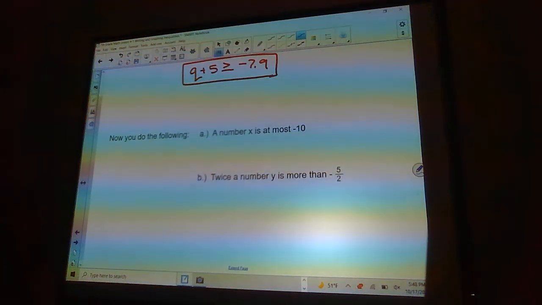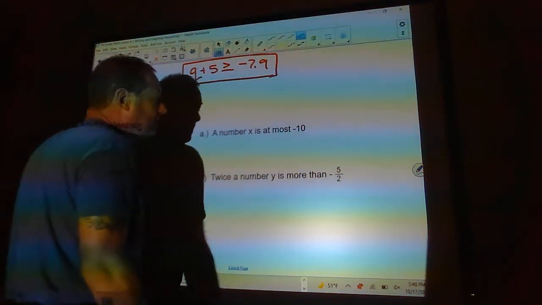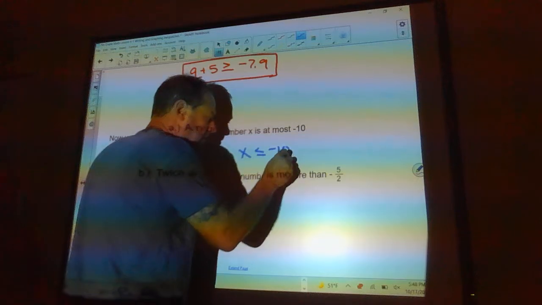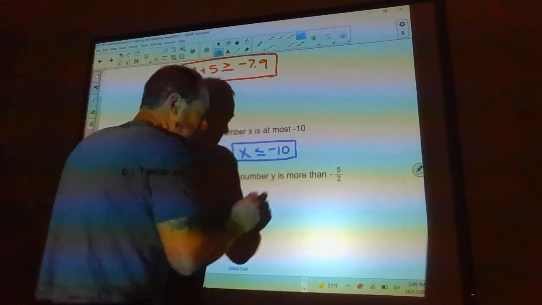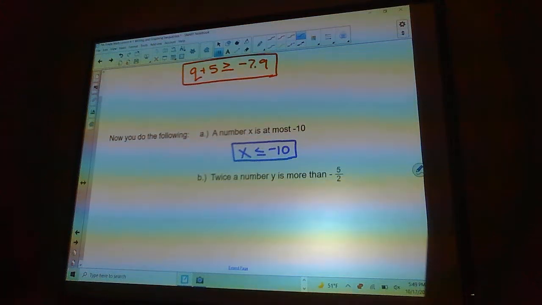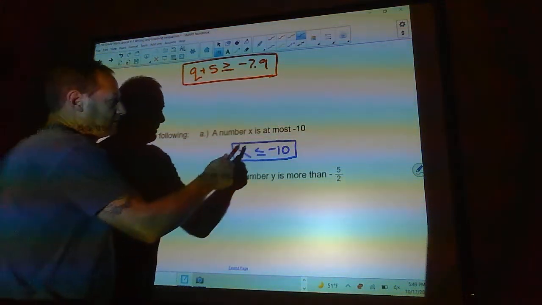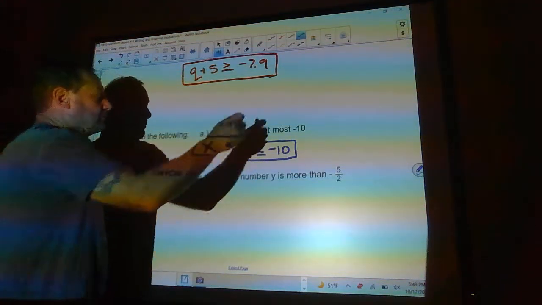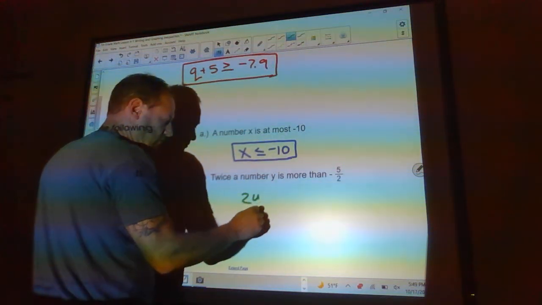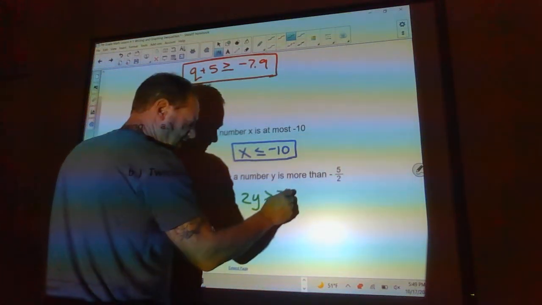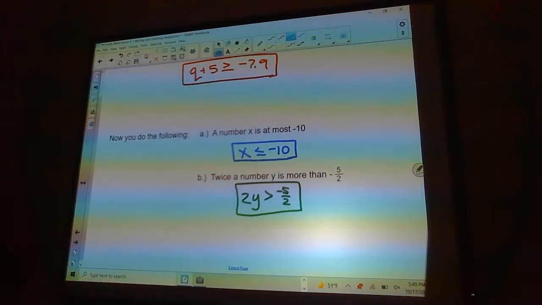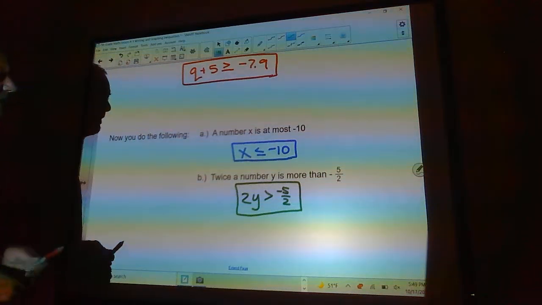Okay, a number x is at most negative 10. So that means that x must be less than or equal to negative 10, because it can't be any bigger than that. If it's bigger than negative 10, then it's going to be a problem there. It doesn't work in the sentence. Okay, the next one. Twice a number y is more than negative 5 halves. So there you go. That one's a pretty easy one. This one's a little tricky. Hopefully you got both those right.